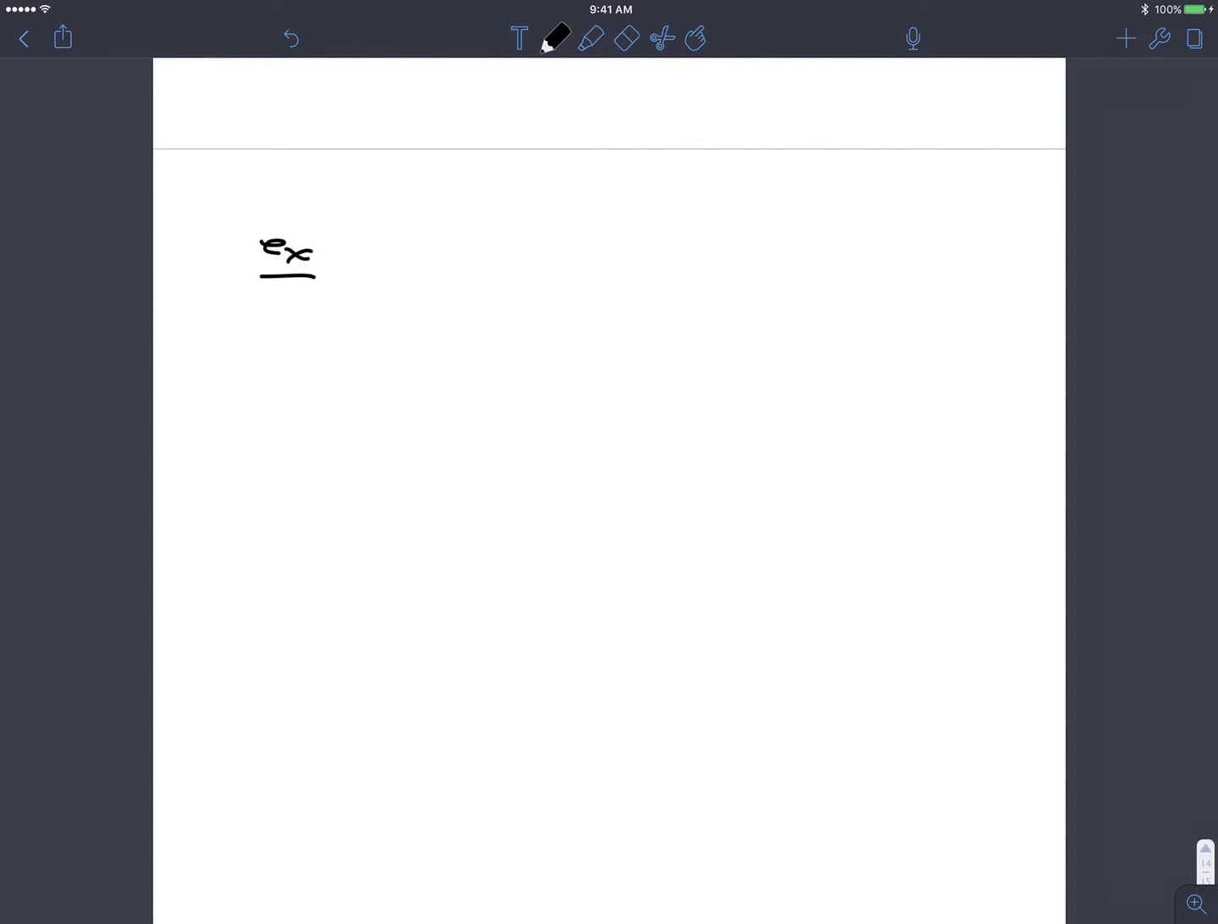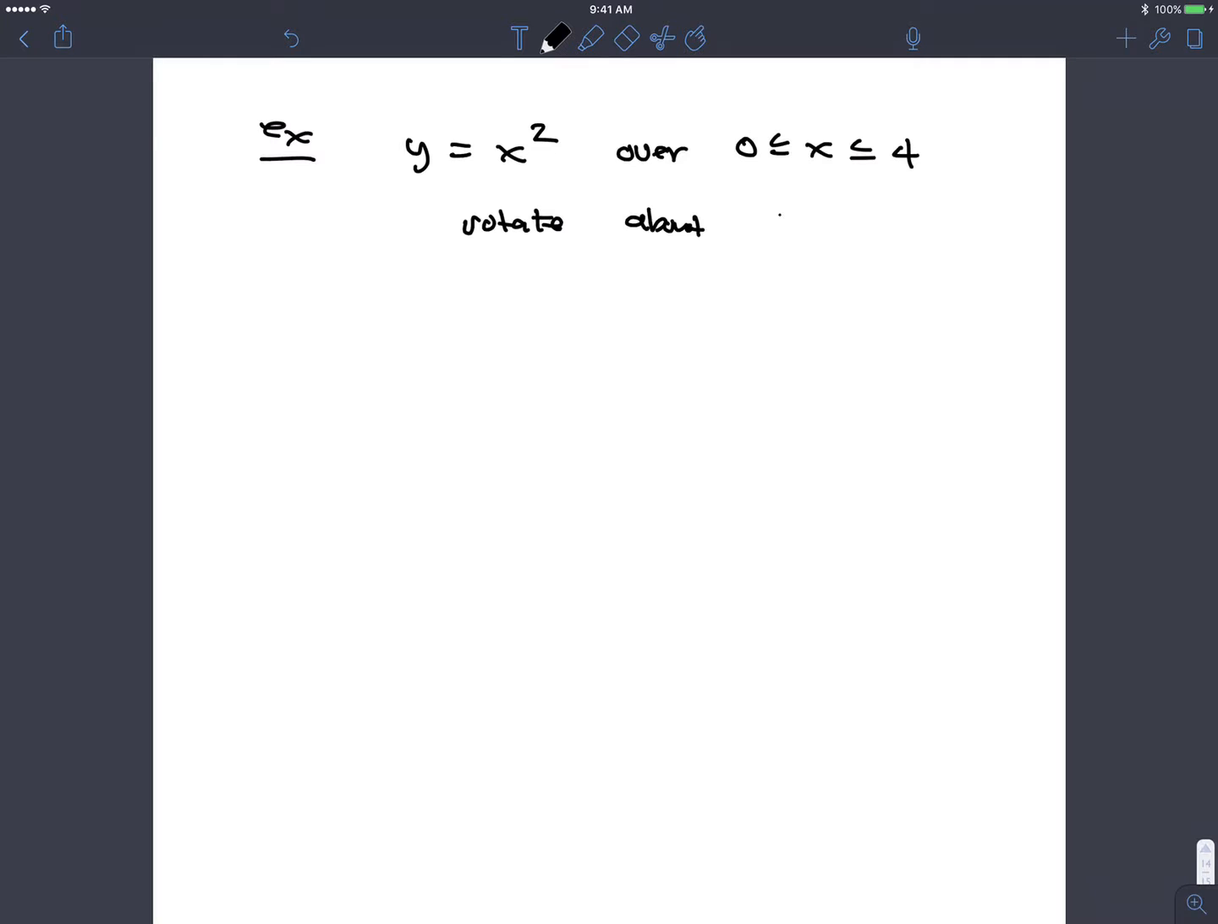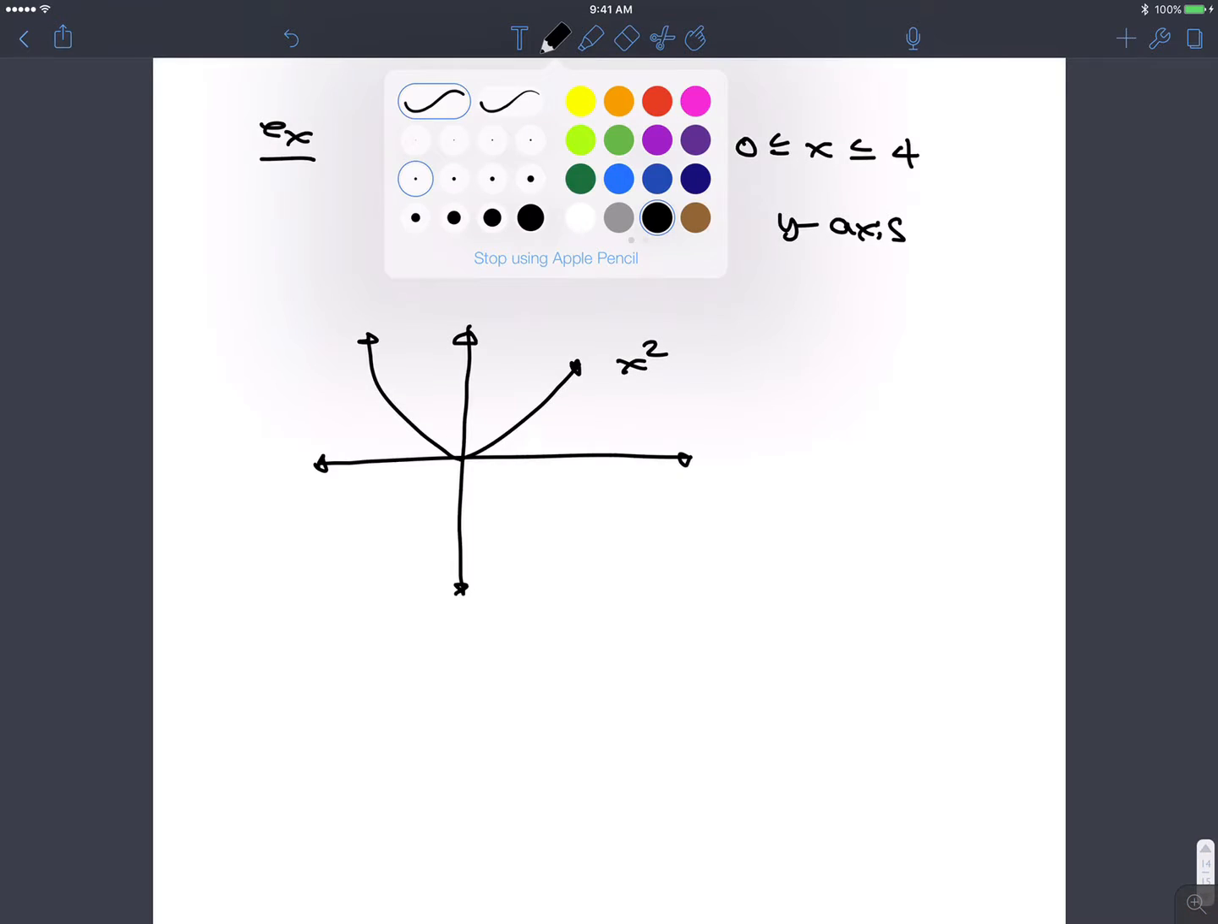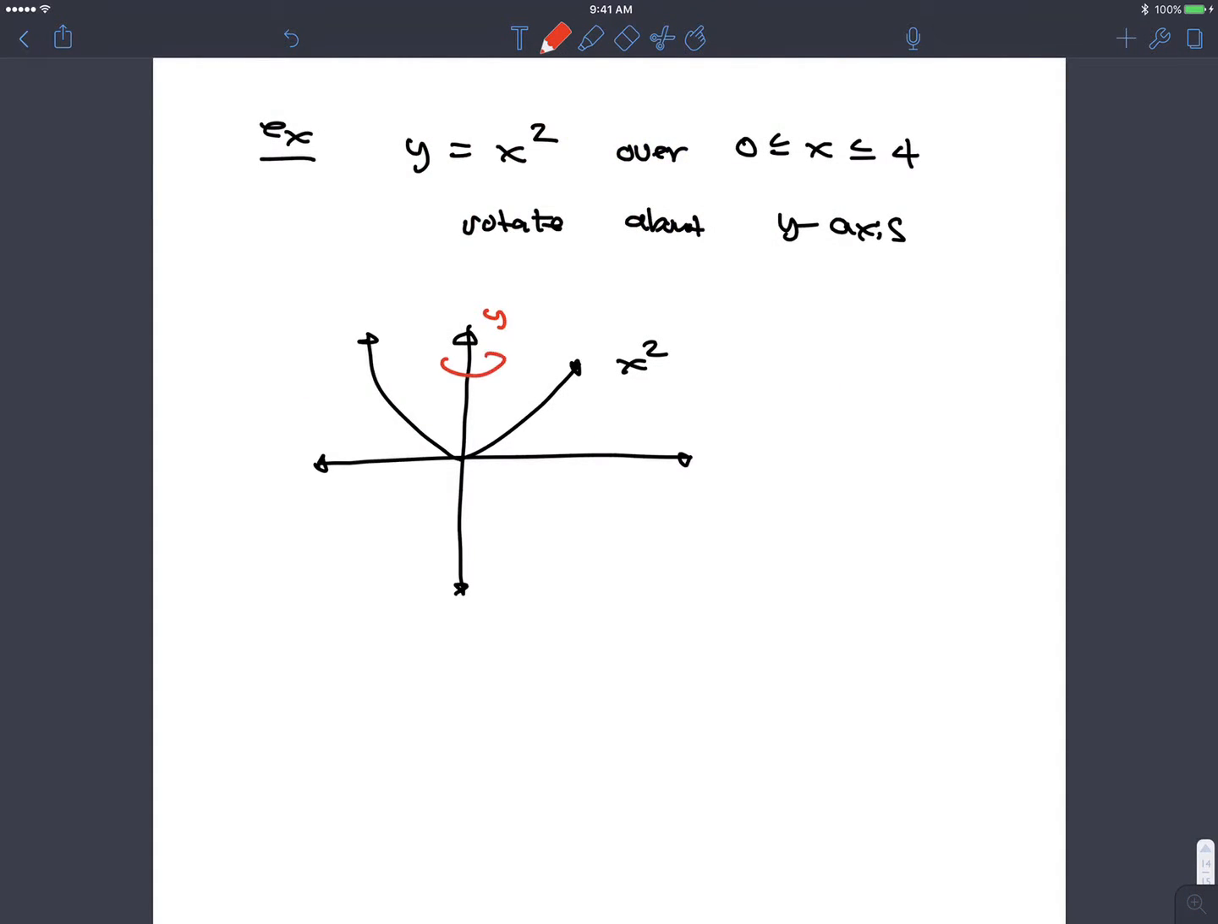All right, let's try one here. Okay, we got y equals x squared over the interval 0 to 4. We're going to rotate about the y-axis. So let's be careful. Ladies and gentlemen, don't take these problems when you go home and rotate about any axis you like, because if you do, you may regret it. We're going to rotate about the y-axis. You guys okay with that?